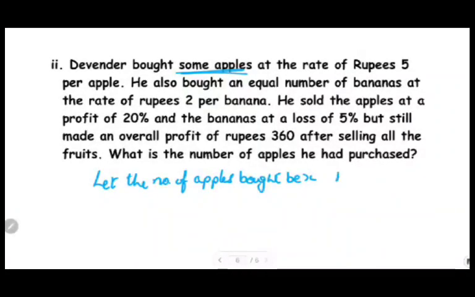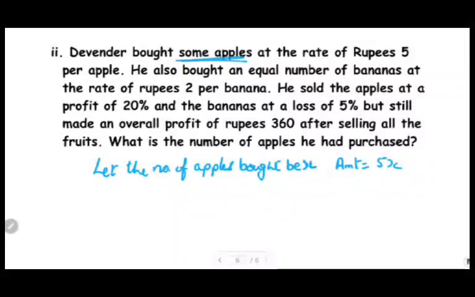If I have to calculate the amount, I will have to take the number of apples and multiply it by 5, so the amount will be 5x, because it's 5 rupees per apple. He also bought an equal number, so x bananas, at the rate of ₹2. So the amount spent on bananas is 2x. This is for apples and this is 2x for bananas. Correct children?